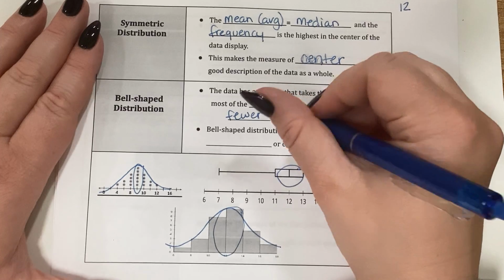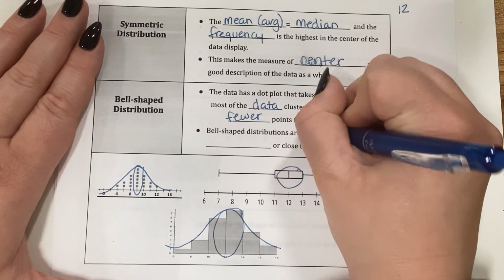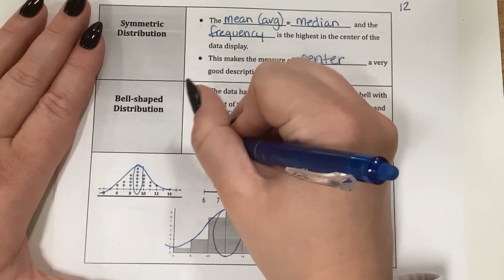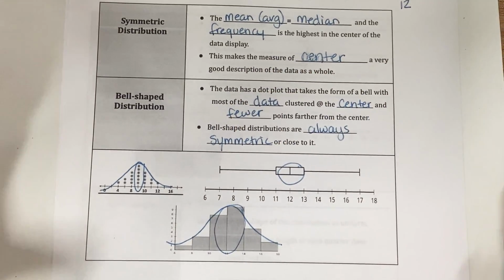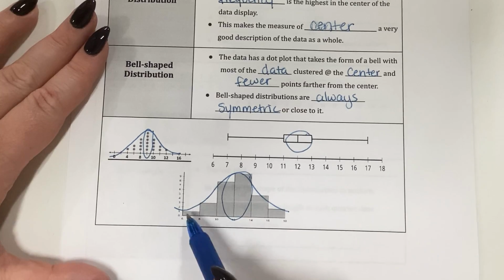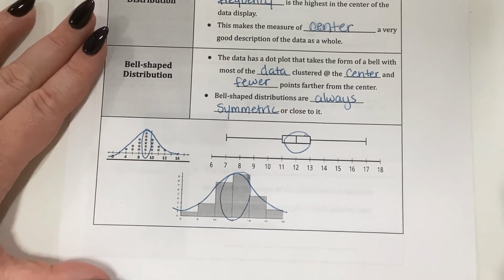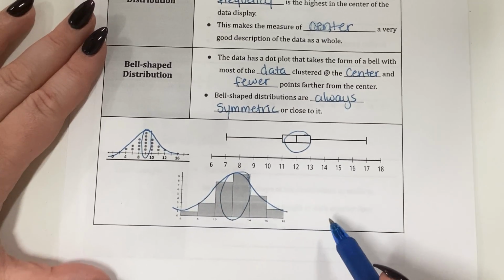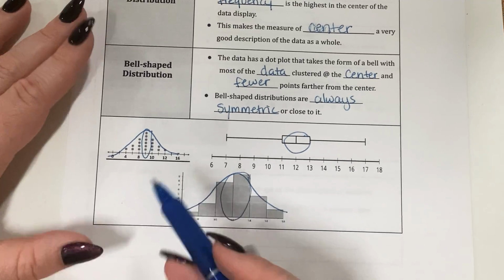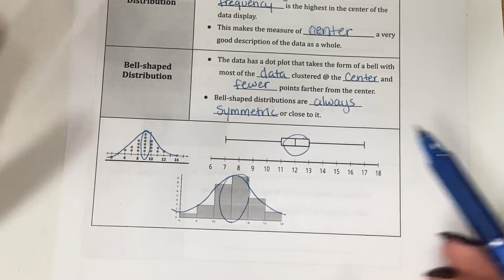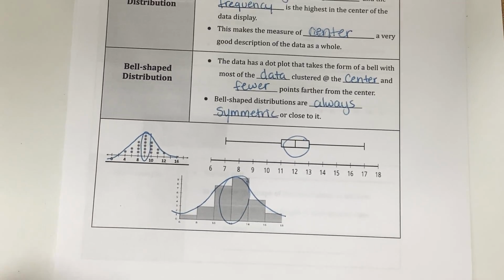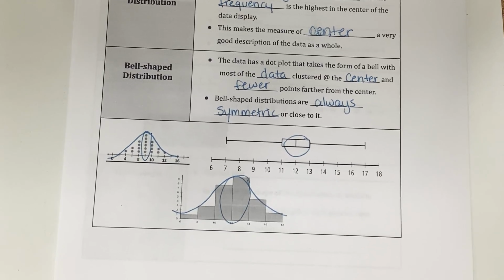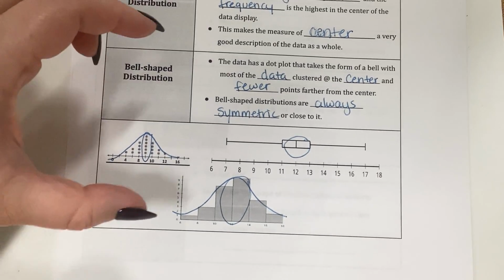Bell-shaped distributions are either always symmetric or close to it, okay? So like this histogram, is it the exact same on both sides? No, but it's roughly symmetric on both sides, okay? Same thing with the dot plot. Like I could have maybe one more dot, throw it off or something like that, and it's still gonna be considered roughly symmetric.